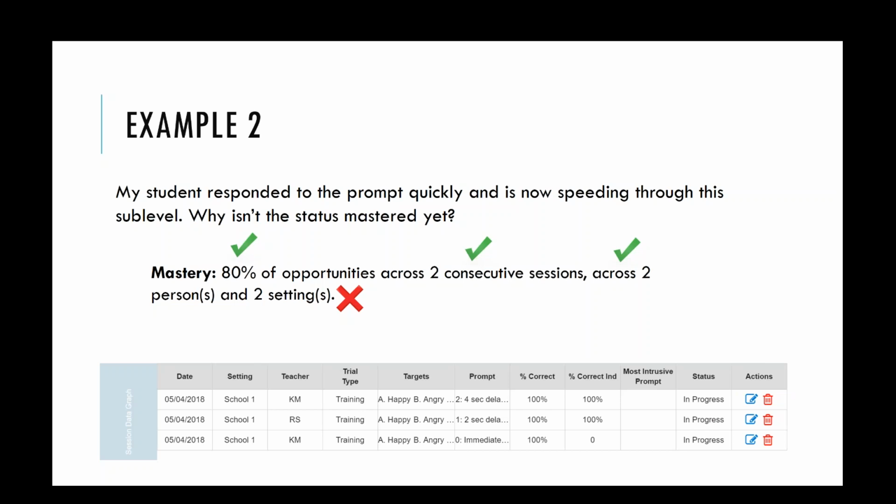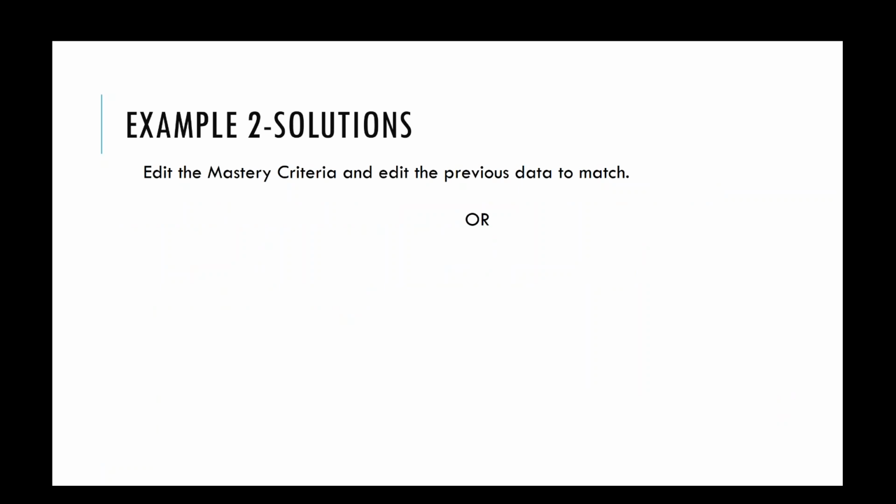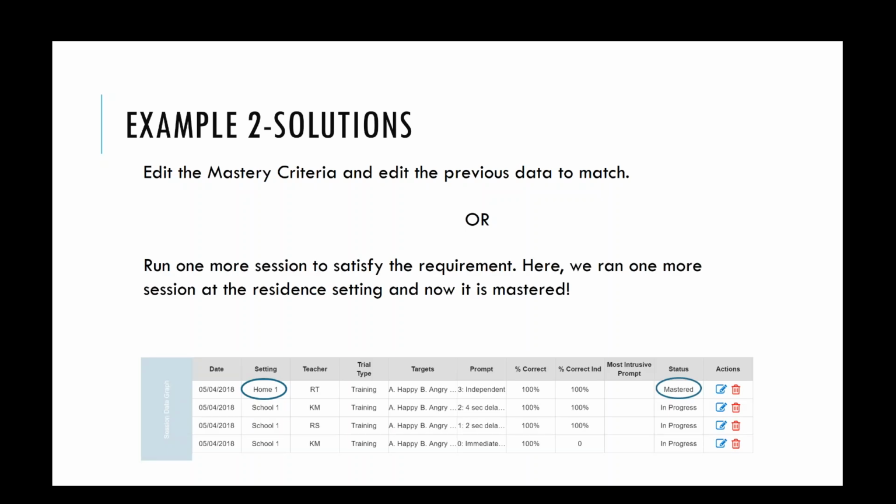Make sure you point out to everybody and to yourself, to really attend to that setting parameter and all of these parameters. But with this specific example, make sure it's reflecting what's actually happening on the floor. And hopefully you'll get there quickly. So our solutions in this case are to edit the mastery criteria and then previous data to match, like we just discussed. Or you can run one more session to satisfy the requirement. That's my preferred answer. So in this case, we ran one more session at the residence, and now it's mastered, which is the best case scenario. Now you know for sure that all your criteria were satisfied, and you can move on.